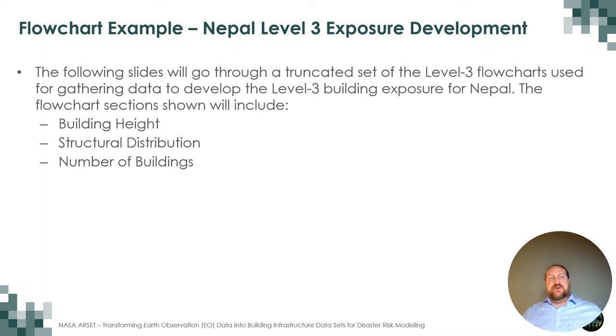Next, we'll be getting into a flowchart example. We're going to quickly go through this example of the flowcharts that were used during the creation of level 3 exposure data for Nepal. This example is just going to be touching on a subset of the categories that were used when creating the data. We're just looking at building height, structural distribution, and the number of buildings. I'm going to go through this fairly quickly, and the writing is small, so please download the slides if you want to look through this in greater detail. And at the end, I'll also include a link to a larger presentation about this example if you want to go into more sections and see the full process for creating this metadata.